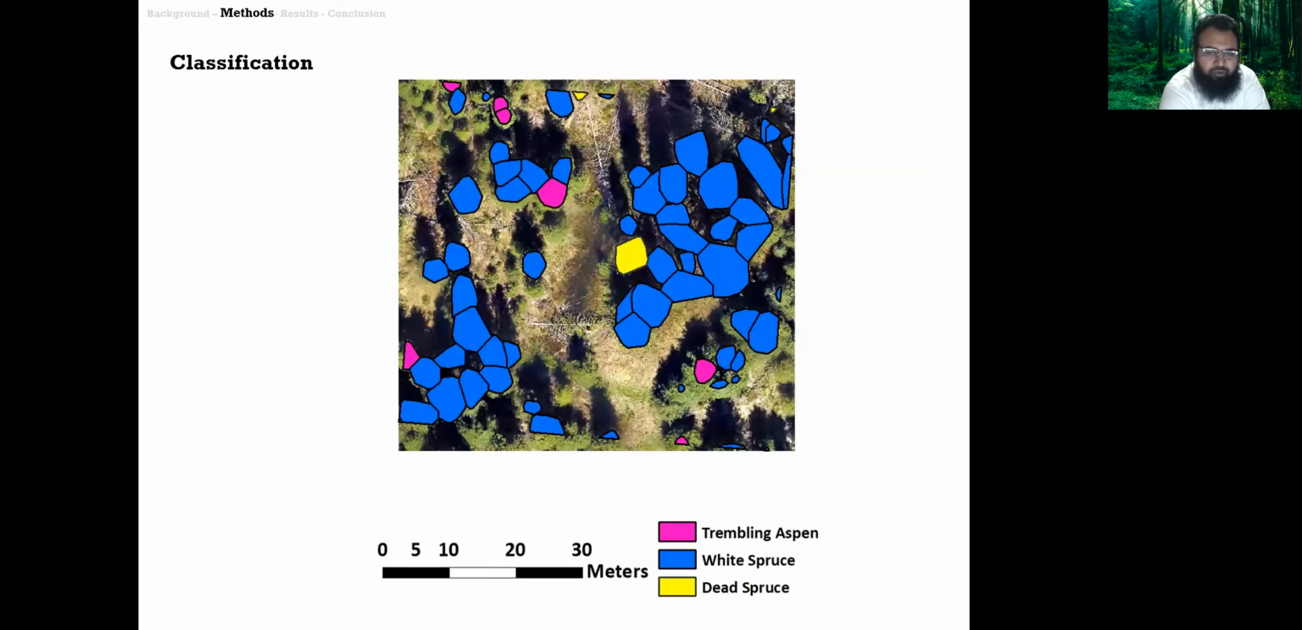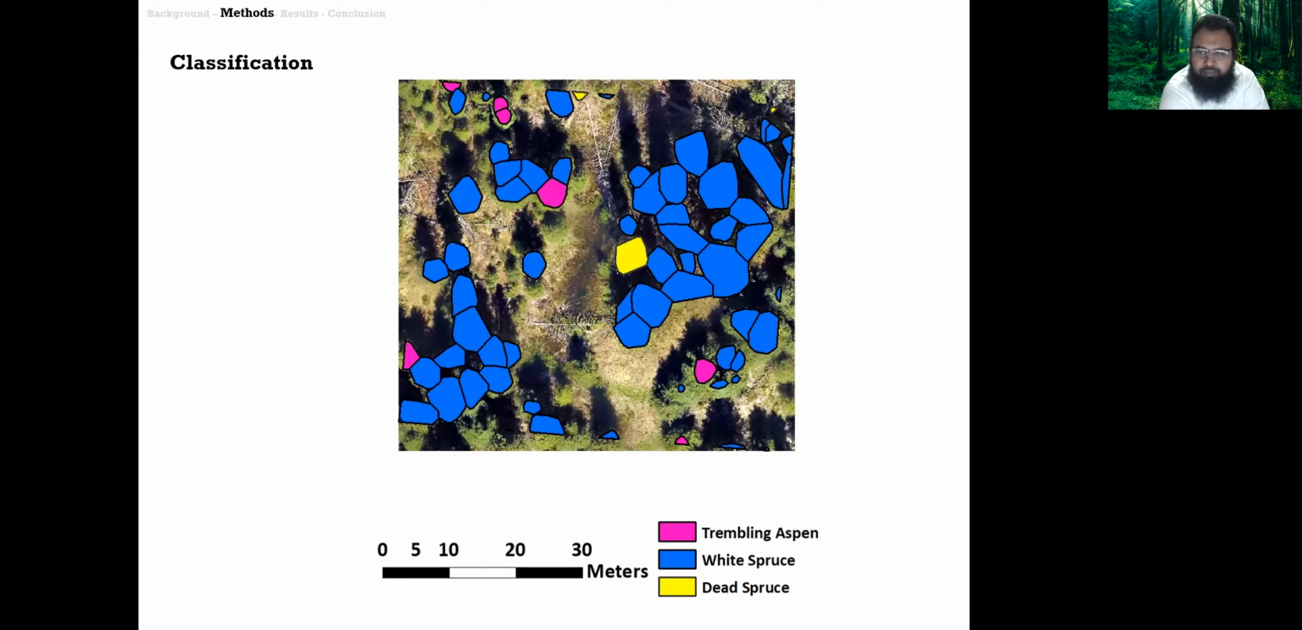I used 32 structural and spectral variables for each crown segment and used these to classify the segments as live or dead and to species. A random forest model was used to classify the individual crowns. The model provided over 85% accuracy.